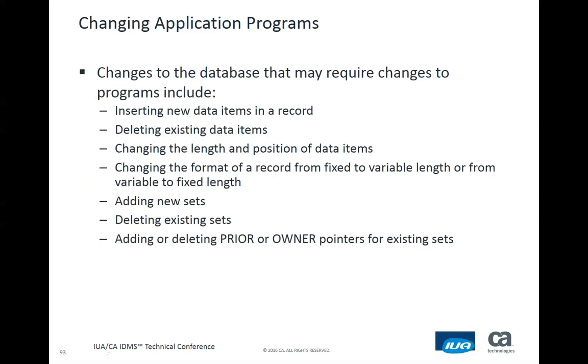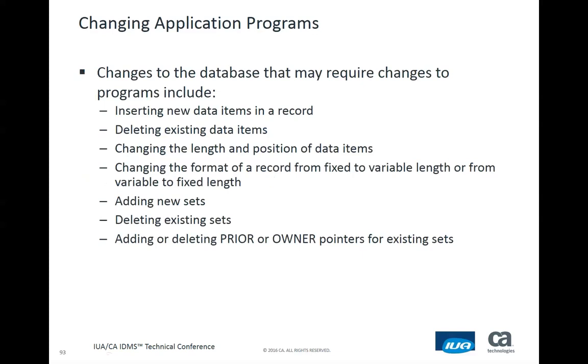Now, this last one, adding or deleting prior or owner pointers for existing sets, gets into the discussion of the prior pointers. If programs are going to walk the set in a backwards way, say using find or obtain last, or find or obtain prior, they must have prior pointers defined to those records. So if you have prior pointers and you've decided to get rid of them, any programs that do find or obtain last or prior processing will have to be altered, because those commands will no longer function without the prior pointers.